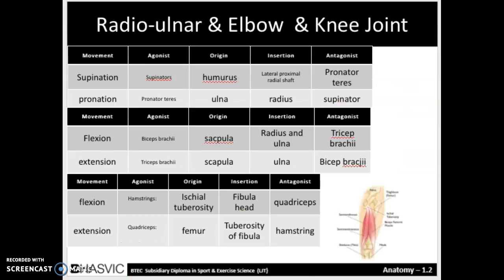In this table we can see the completed tables for the radial ulnar, elbow and knee joint. The elbow joint is perhaps the most well known as it is a common example when looking at contraction. However, this tells us that in order for the biceps brachii to flex, the triceps brachii is needed as an antagonist, and vice versa when the elbow undergoes extension. They also both share the same origin and insertion, as they are very similar muscles.